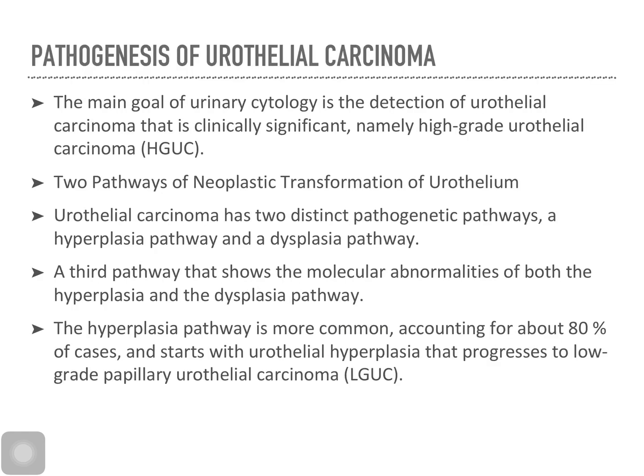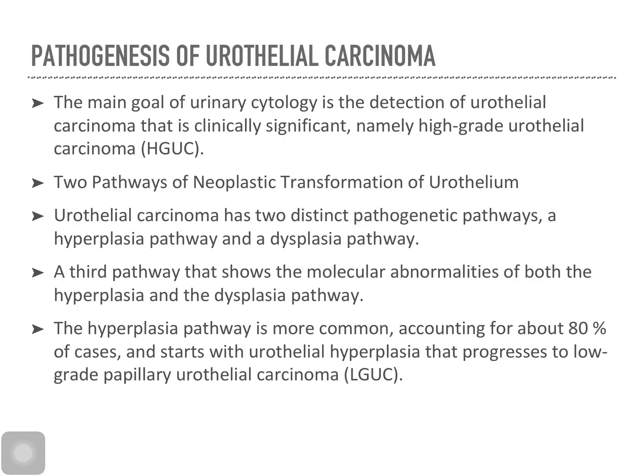Coming to the pathogenesis of urothelial carcinoma. The main goal of urinary cytology is the detection of urothelial carcinoma that is clinically significant, namely high-grade urothelial carcinoma. There are two pathways of neoplastic transformation of urothelium. The urothelial carcinoma has two distinct pathogenic pathways, a hyperplasia pathway and a dysplasia pathway. A third pathway, which shows the molecular abnormalities of both hyperplasia and dysplasia pathways, is also known. The hyperplasia pathway is more common, accounting for about 80% of cases, and starts with urothelial hyperplasia that progresses to low-grade papillary urothelial carcinoma.